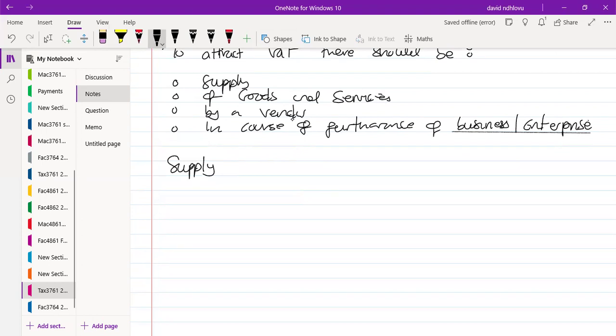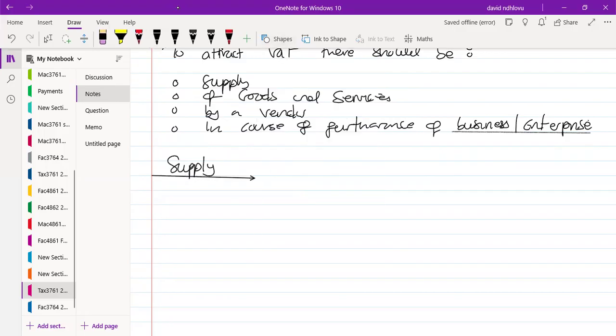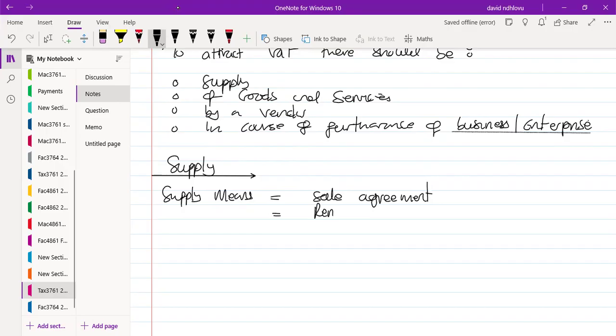Supply has got many meanings. There are many things that constitute a supply. So in the context of the VAT Act, we are saying supply means a sale agreement. So it could be a valid sale agreement. It can mean a rental agreement, that is treated as a supply.